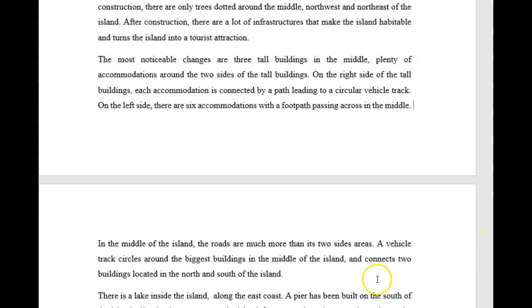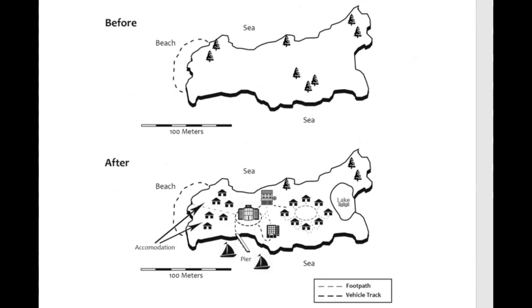Okay, and then that's fine. Then there is a lake inside the island along the east coast. A pier has been built on the south of the island, allowing boat access, so no S here, to the island. Some trees have been cut down due to the constructions, with only a few trees in the northeast left. All right, so that's fine.